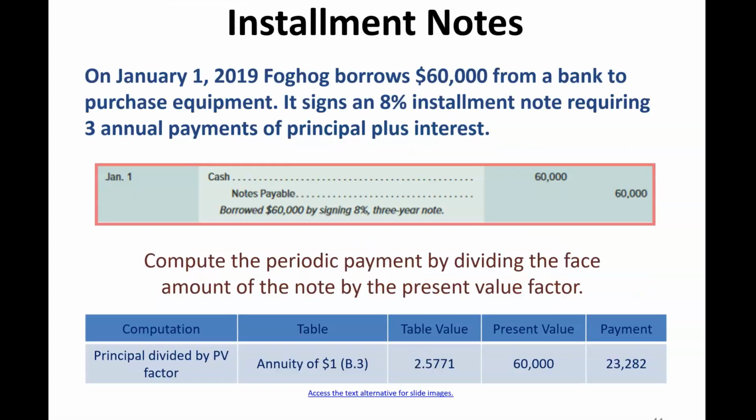Okay, so let's look at this one. Fog Hog borrows $60,000 from a bank to purchase equipment. They sign an 8% note requiring 3 annual payments of principal plus interest. So this is once a year for 3 years, they make a payment. When they first get this note, they're going to debit cash $60,000 because they were given $60,000 so they could buy the machine, and then credit notes payable $60,000. We've been doing this journal entry, I think, since chapter 2.